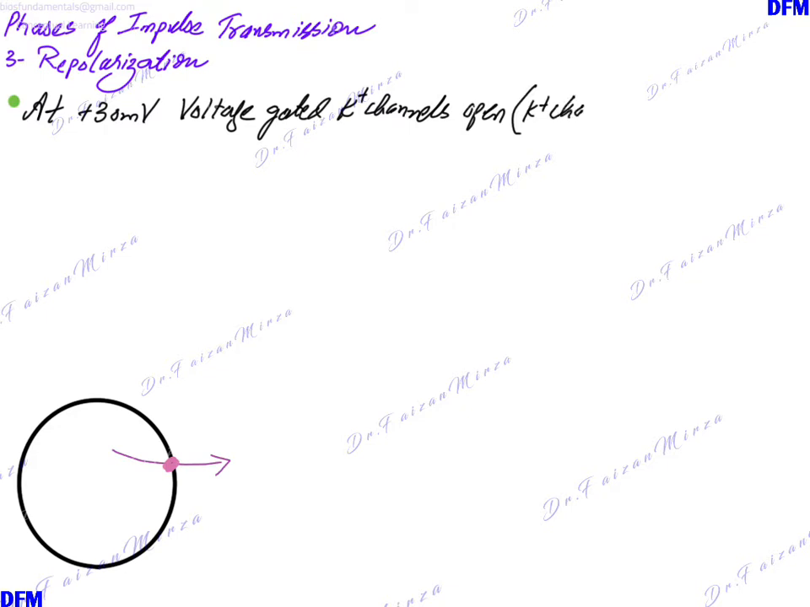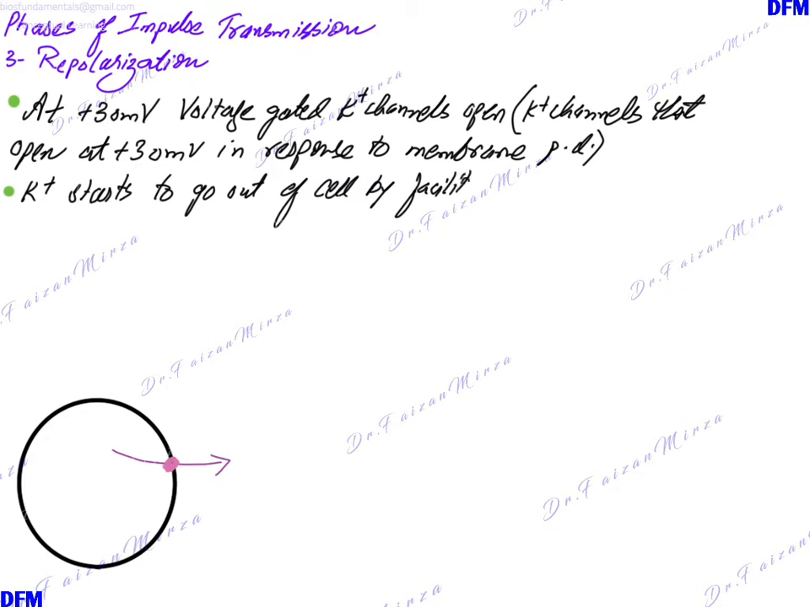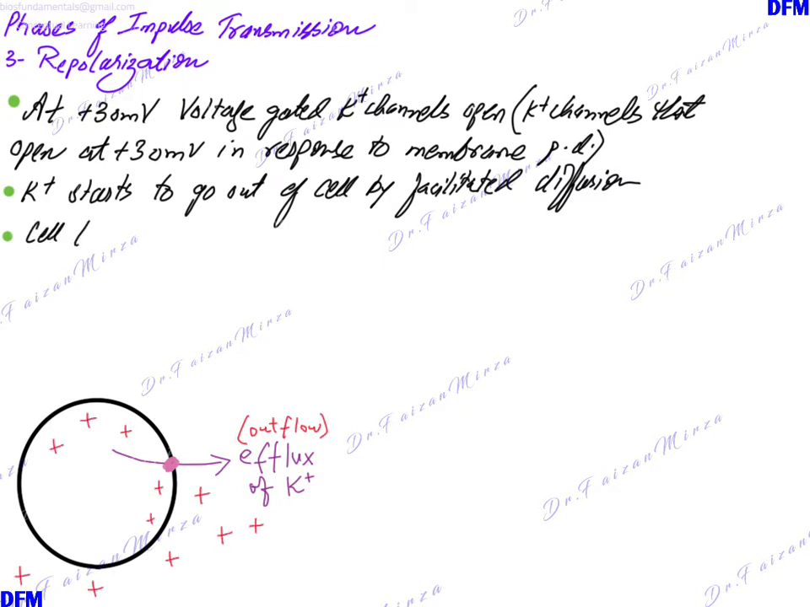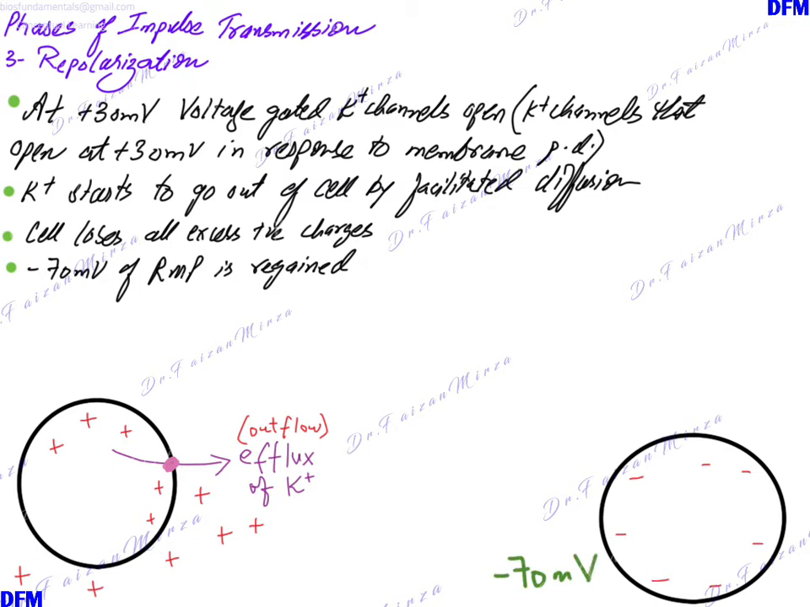Now we'll be moving on to the third phase of impulse transmission, which is repolarization. What happens with repolarization? A third kind of protein comes in, called voltage-gated potassium channels. Voltage-gated potassium channels are fully opened by plus 30 millivolts. When they are fully opened, they allow potassium ions to move out of the cell by facilitated diffusion. As potassium ions go out, the efflux allows positive charges to leave the cell. This loss of positive charges repolarizes the membrane from plus 30 back to minus 70 millivolts.